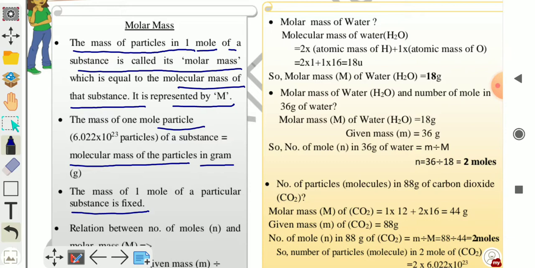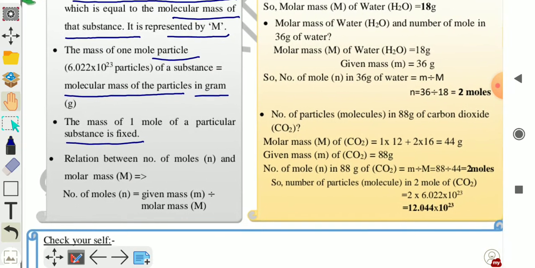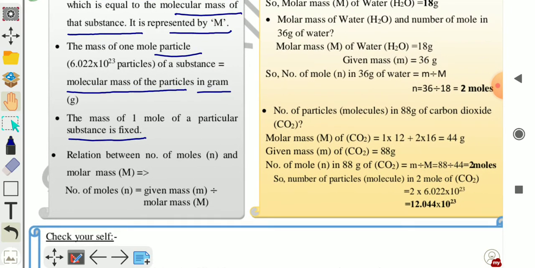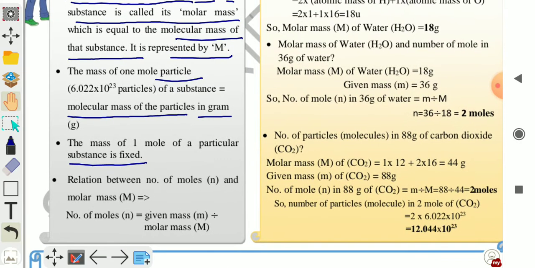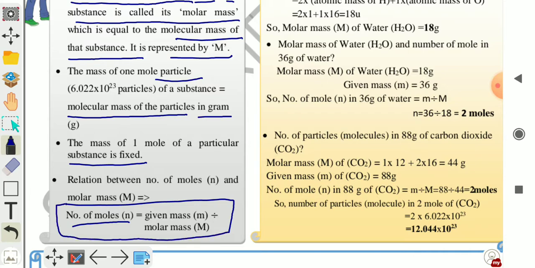Relation between number of moles and molar mass. So what is the relation between number of moles and molar mass? Number of moles is equal to given mass. When given mass is divided by molar mass, we will get the number of moles of a substance. Now we will discuss some numericals.